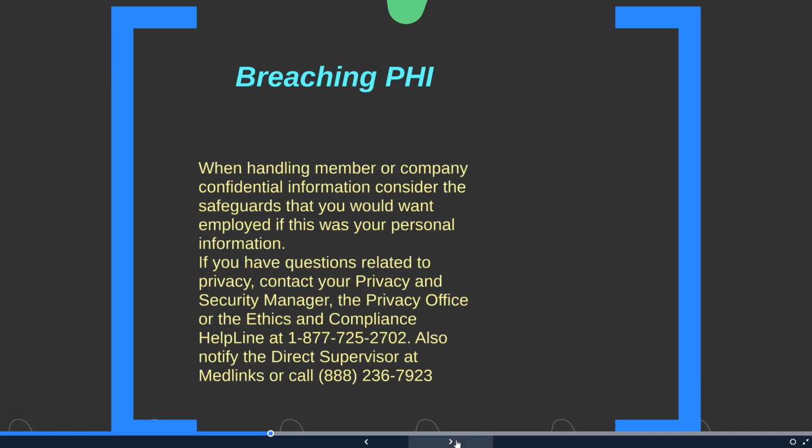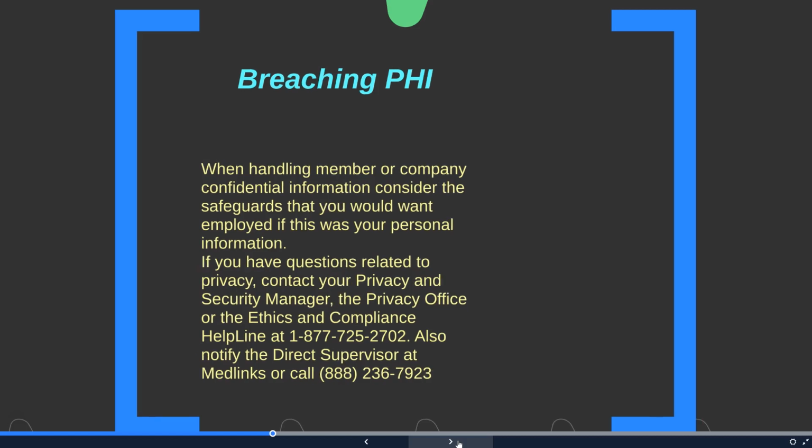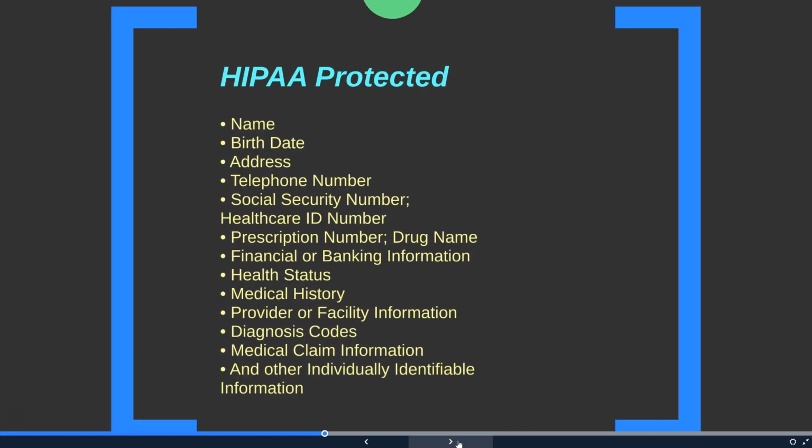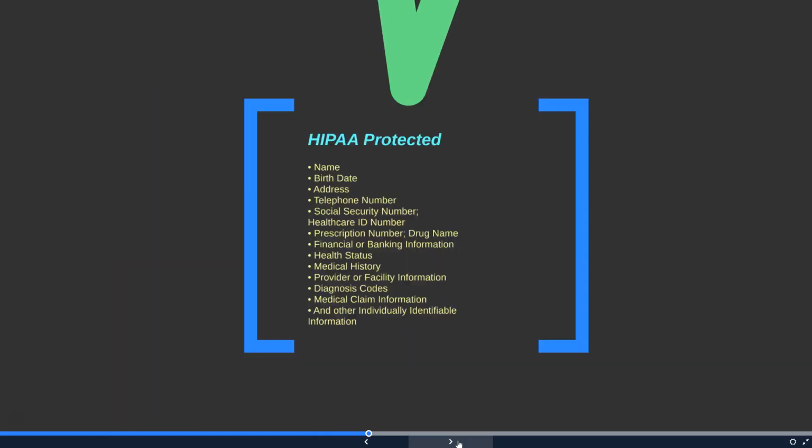Breaching PHI. When handling member or company confidential information, you need to consider the safeguards you would want employed if this was your personal information. If you have questions or you do breach PHI, there are two phone numbers there that you can call. One for Anthem, the Ethics and Compliance Helpline, and one for the direct supervisor at MedLinks. This is a small example of the HIPAA protected items, and I don't need to read through these, but just know there are many, many more than this. But these are some of the top ones.